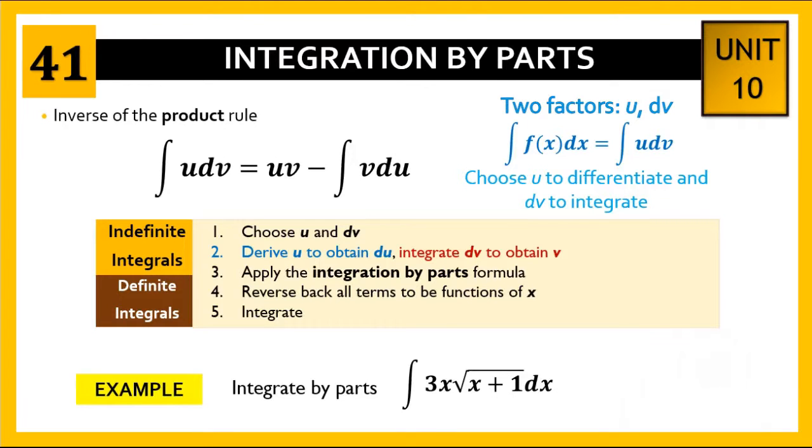The procedure to apply integration by parts on indefinite and definite integrals is the same. First, we choose which function will be our u and which function will be dv. Then we will derive u and integrate dv. In that way we will have u, du, dv, and v.